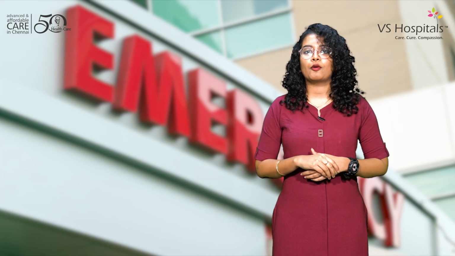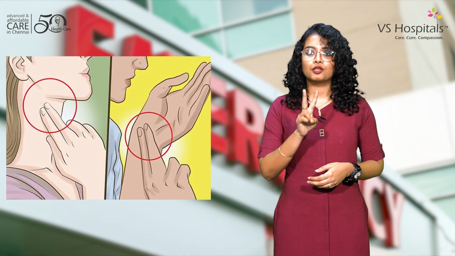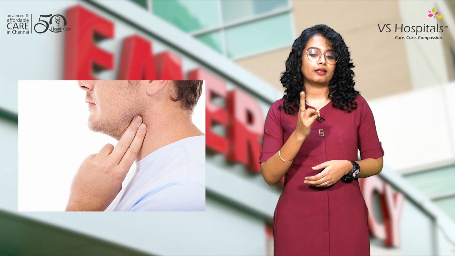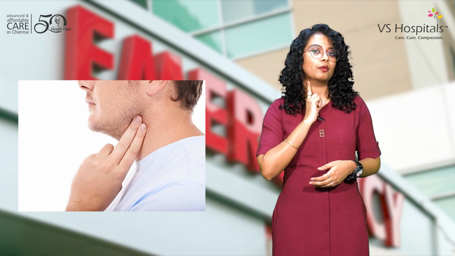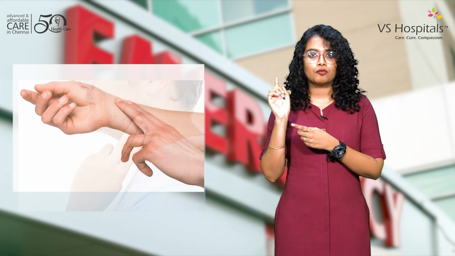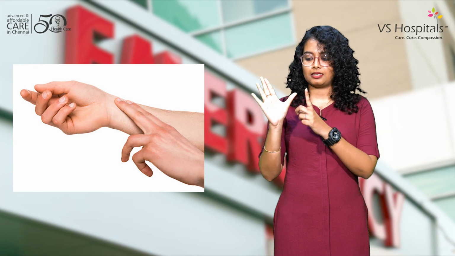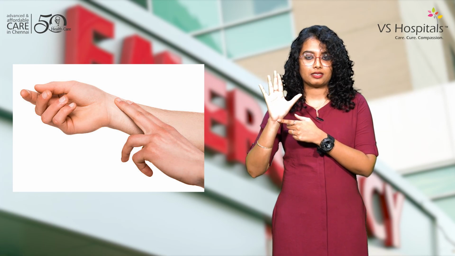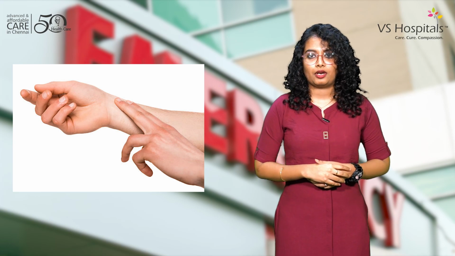First thing, check for pulse. The pulse can be checked in 2 places. One is the carotid. So this is a jawline and the carotid pulse with 2 fingers. You have to palpate here to feel for the carotid artery. Second thing, you can go for the radial pulse. Radial pulse is present just below the thumb. So you can palpate here to check for the radial pulse.